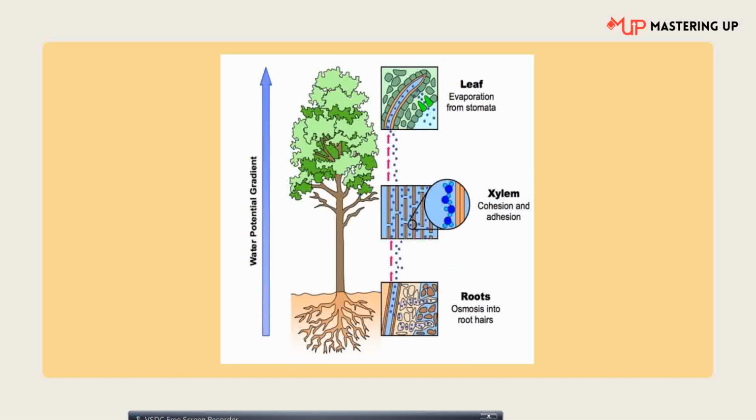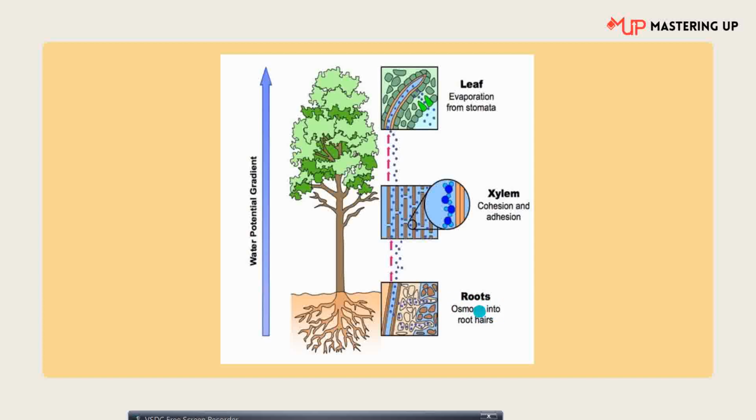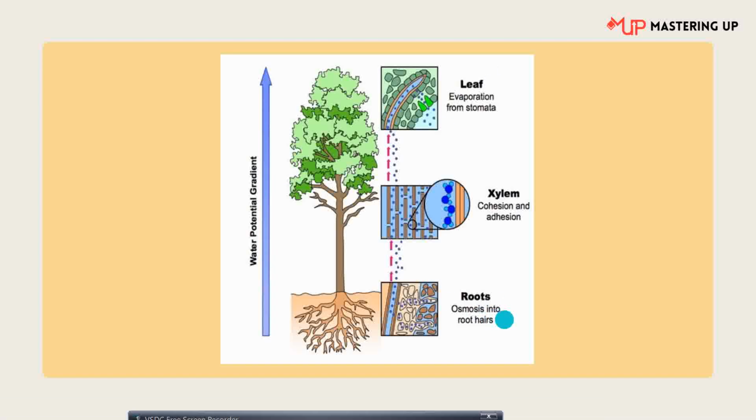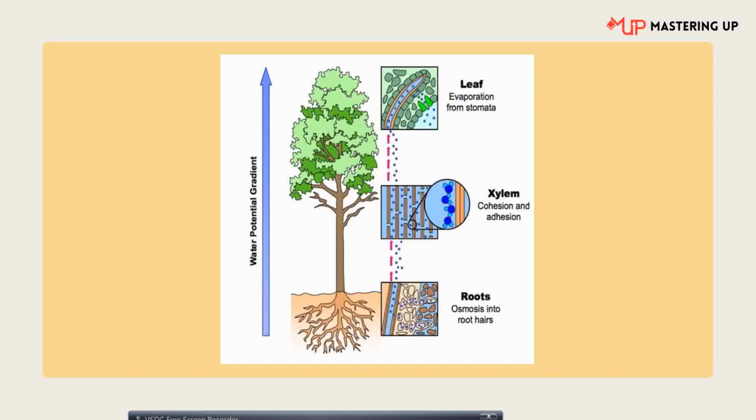Now here, due to the evaporation, the water potential will be low here, and due to the root absorption, the water is absorbed into the root through osmosis. So here the water potential gradient goes from here to here. That's why this arrow is shown like that. Through osmosis, water enters into the root hairs, and through cohesion and adhesion, water is transported through the xylem, and from the xylem it reaches the leaf, and from the leaf, due to the evaporation, water leaves out of the plant.